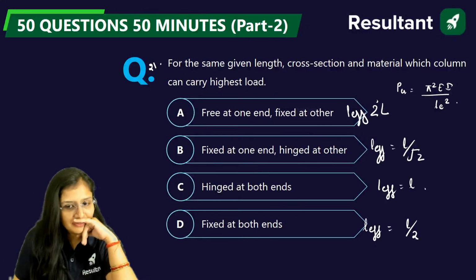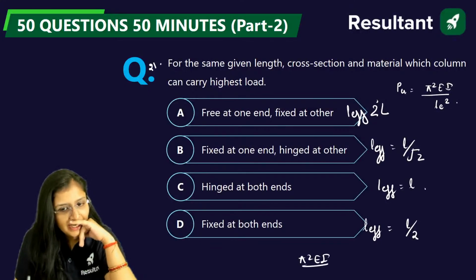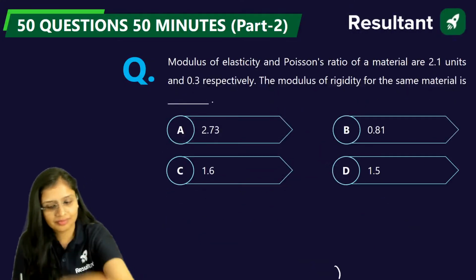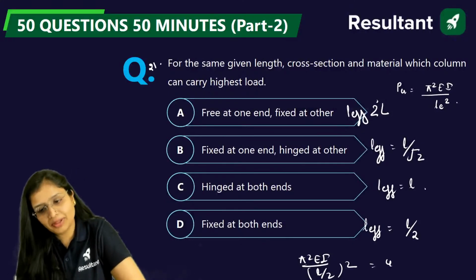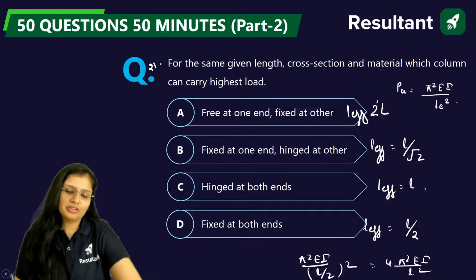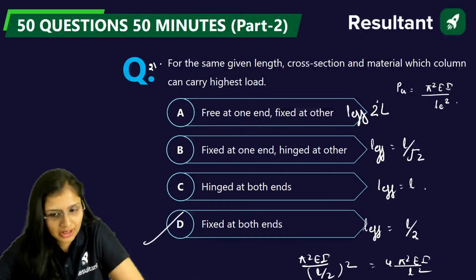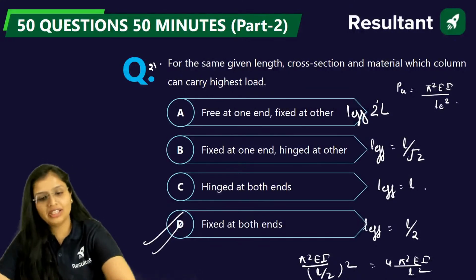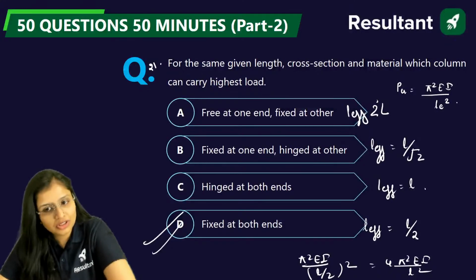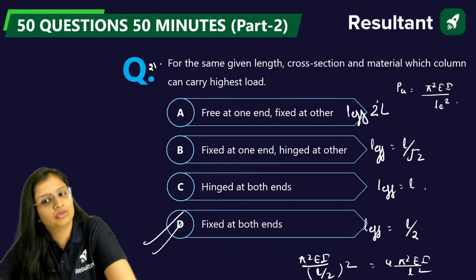Fixed at both ends. Why? Because π²EI upon (L/2) the whole squared. So this 2 squared will go to the top and it will become 4π²EI upon L². Okay, so which will be the correct answer? Fixed at both ends. You can substitute it all and you will see the maximum value. You will get it fixed at both ends. So for this you should know L effective, otherwise you won't be able to solve it.